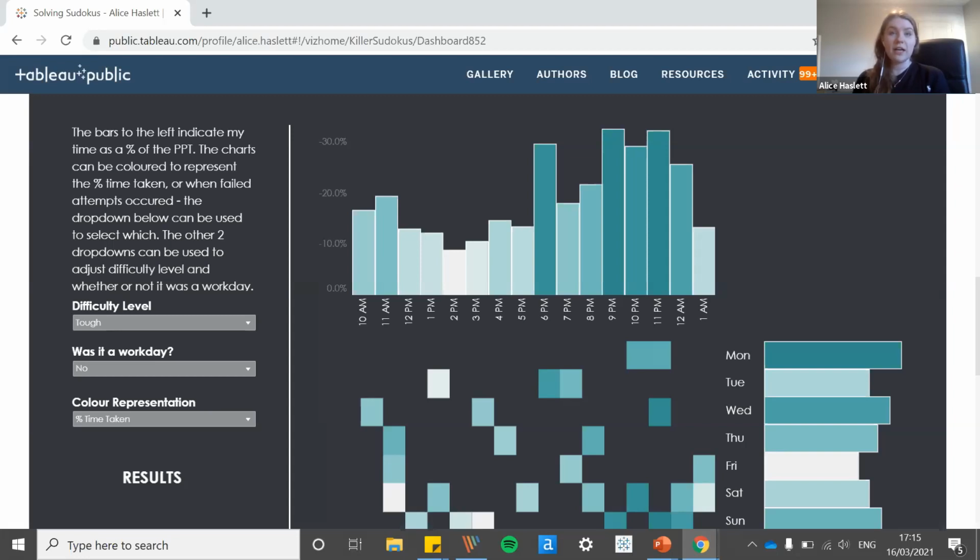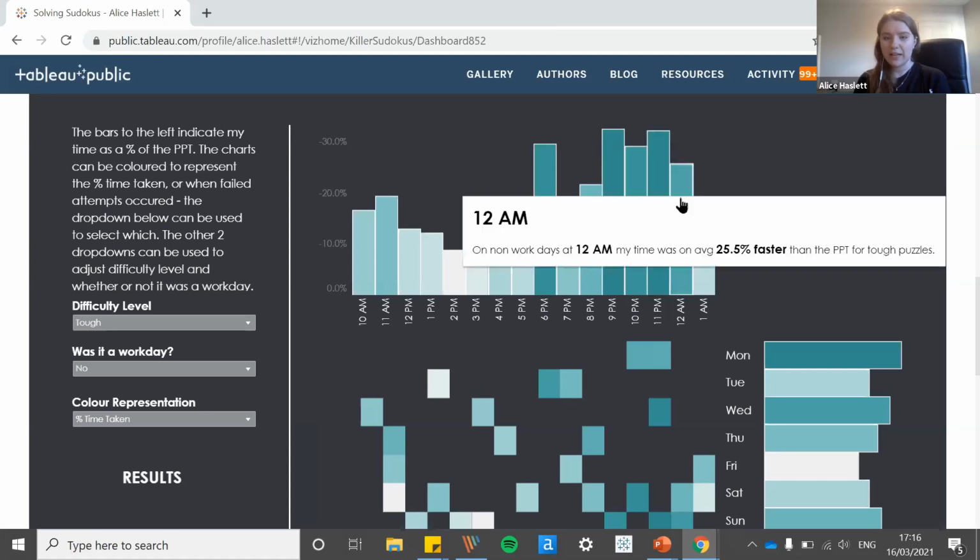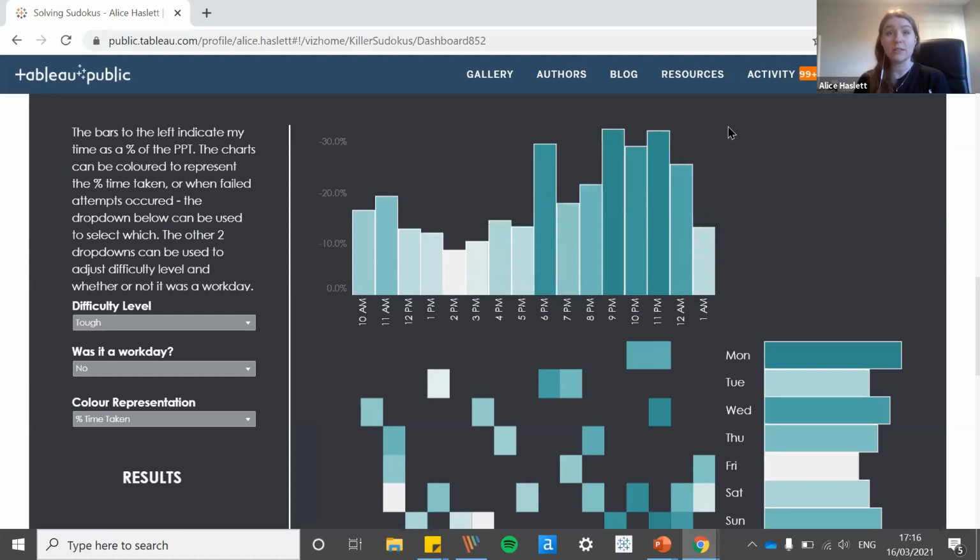This part of the chart is currently looking at tough puzzles on a non-work day. So we can see that I do seem to be faster at night, peaking at 9 PM, where I was 32.5% faster than the predicted time that they had for the puzzle, and then staying fairly consistently faster than the rest until midnight.